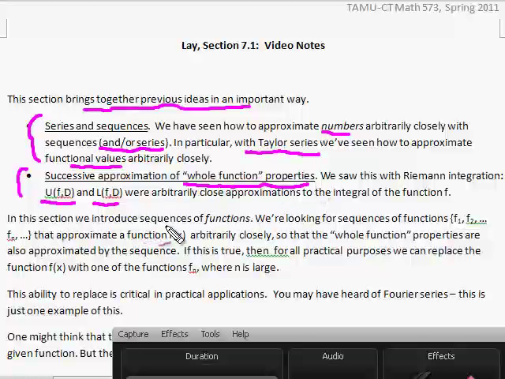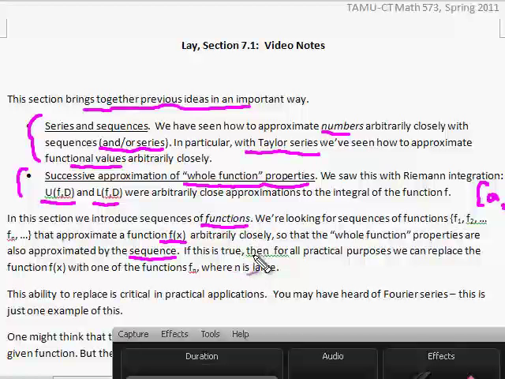In this section, we'll introduce sequences of functions, not just sequences of numbers, but sequences of functions. It's kind of like Taylor series, but we're doing it with a twist. We're looking for sequences of functions, so I'm calling them f1, f2, fn, and so on. Think of these all as functions of x, and it would all be defined on a common domain [a, b]. But we want to approximate the function f of x arbitrarily closely so that the whole function properties are also approximated by the sequence. In particular, the integral is one property that we're going to be looking at.